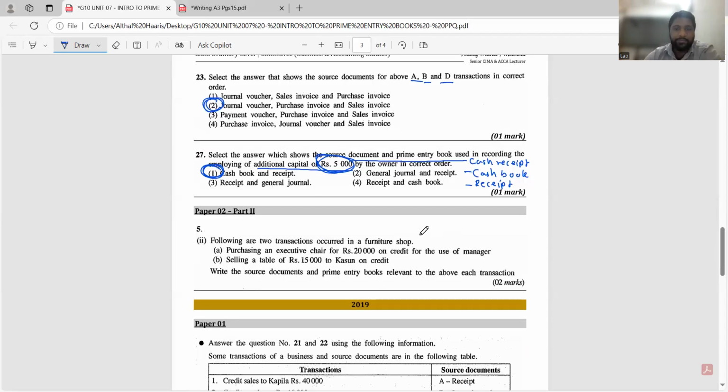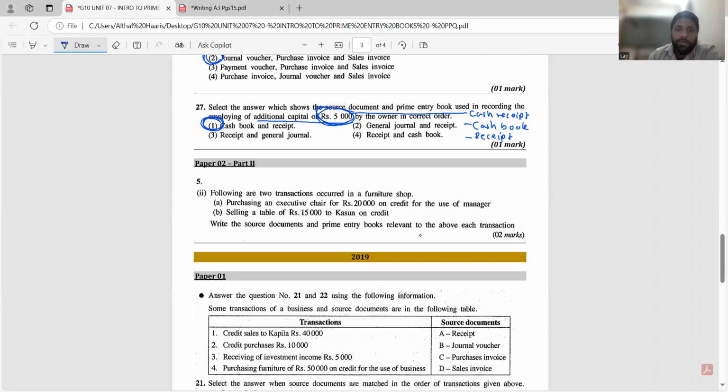Next. Following are two transactions that occurred in a furniture shop.